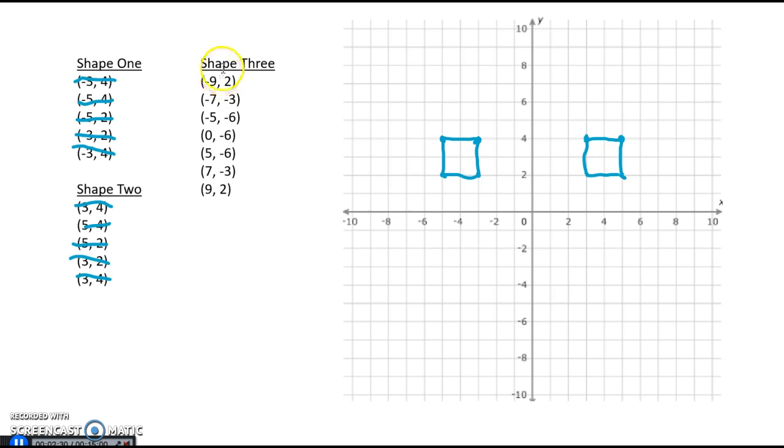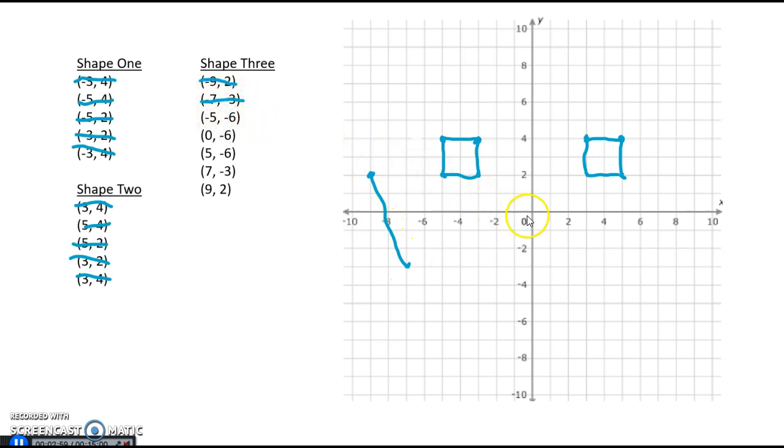Alright, our last shape, we are going to start at -9, 2. So left 9, up 2. Our first dot. Again, this is a new shape, so I'm not connecting it to shape 1 or shape 2. Cross off that first one. And then I have -7, -3. So left 7, down 3. Okay, and then I'm going to connect these two dots.